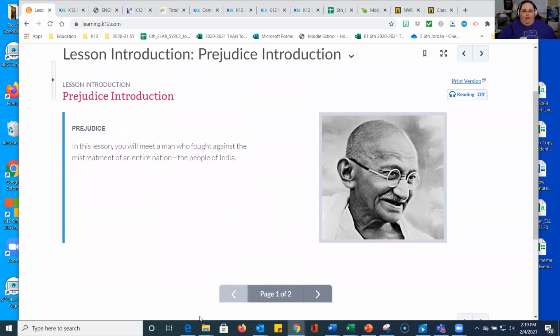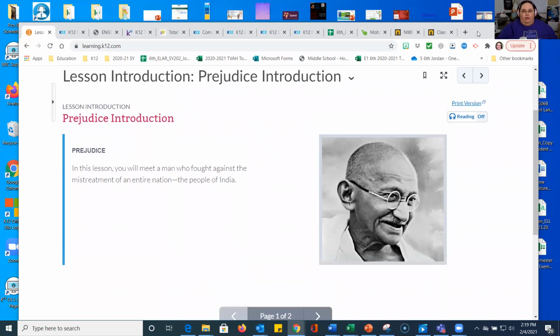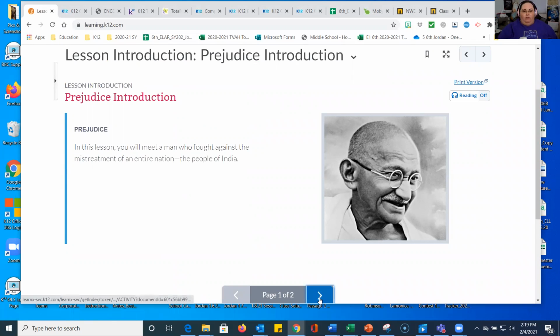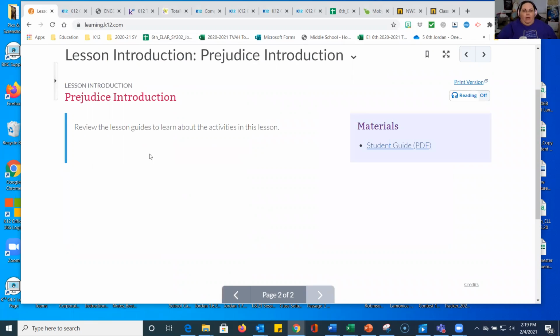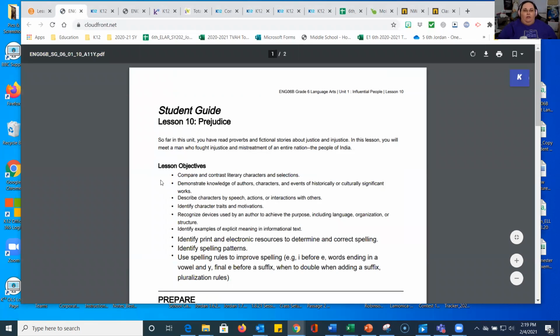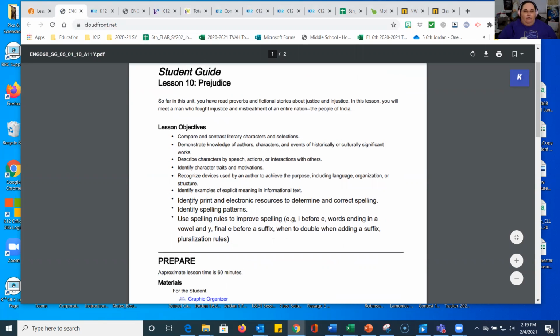As you can see, let me make this a little bit smaller, sorry, so you can see the very bottom of it. We've got one of two slides, so we're going to go on to two, and review the lesson guides to learn about the activities you're going to be doing in this lesson. So you click on that, and you download that, and be sure to go over the lesson objectives.